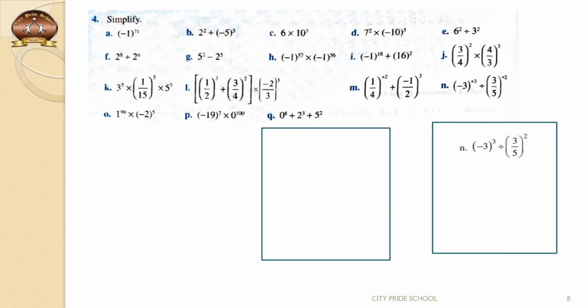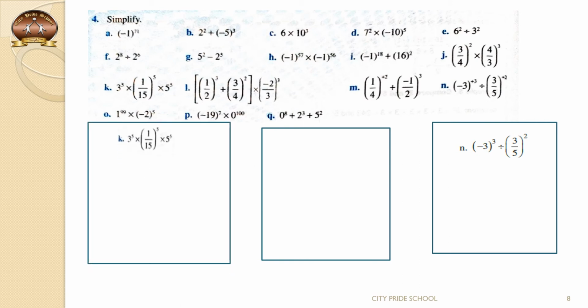So let us now continue with question number 4. Let us solve K1. The question says it is 3 raised to 5 into 1 by 15 whole raised to 5 into 5 raised to 5. So we'll write it in an expanded form, that is 3 is multiplied 5 times, 5 is multiplied 5 times, and 15 is multiplied 5 times. And when I simplify, I get the answer as 1.